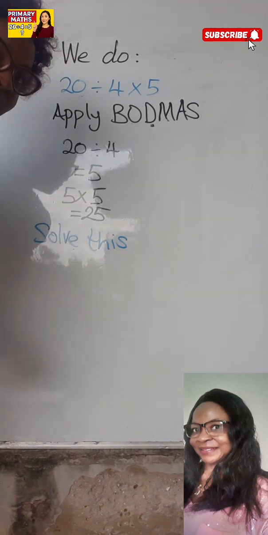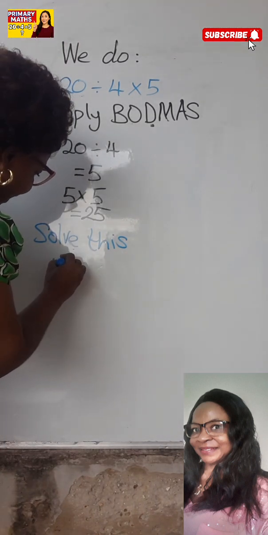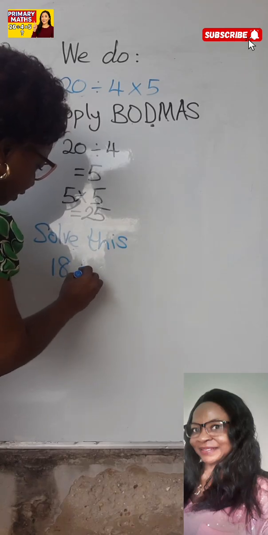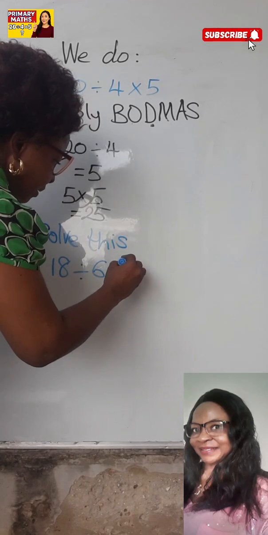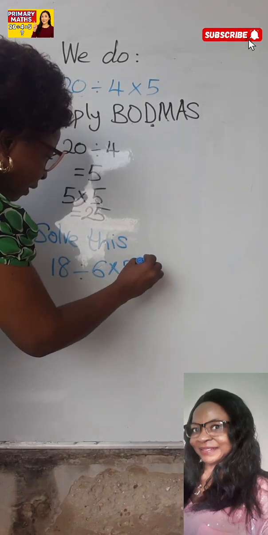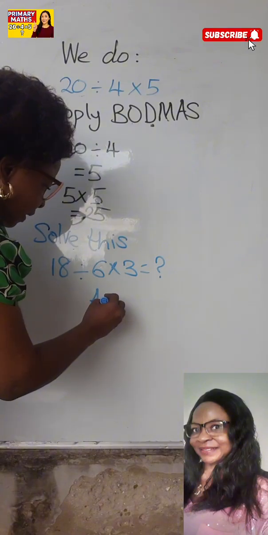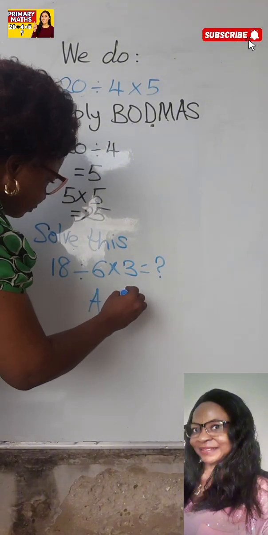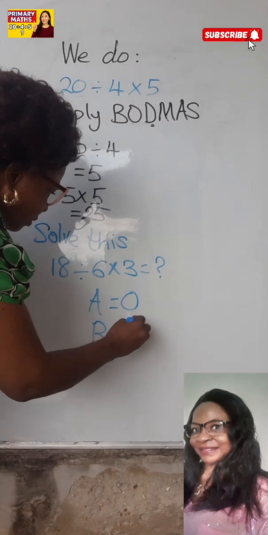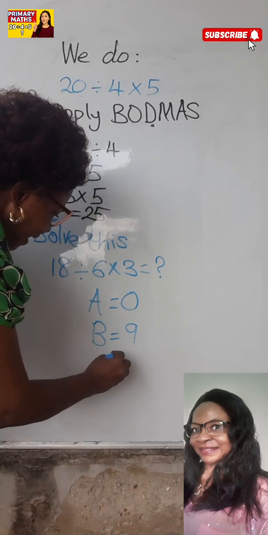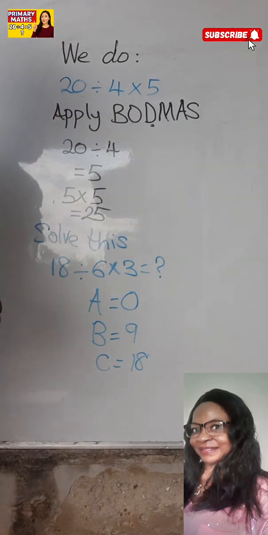Now you solve this. Let's say 18 divided by 6 times 3 equals what? These are the options. A says 0. B says none. While C says 18.